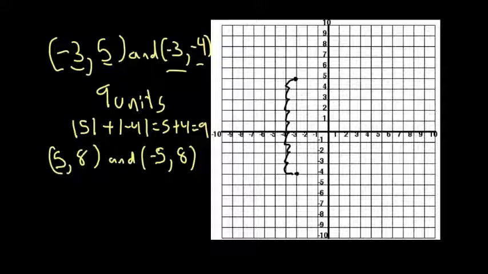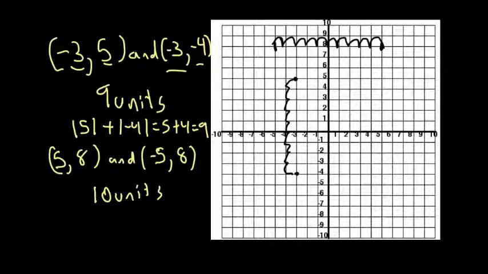So let's look at the next one. We have a point at 5, 8, so we'll put that point there. And a point at negative 5, 8, so we'll put the point up there. Again, I used the graph to help us, but we can count our spaces. So we got 1, 2, 3, 4, 5, 6, 7, 8, 9, 10. So this is 10 units.